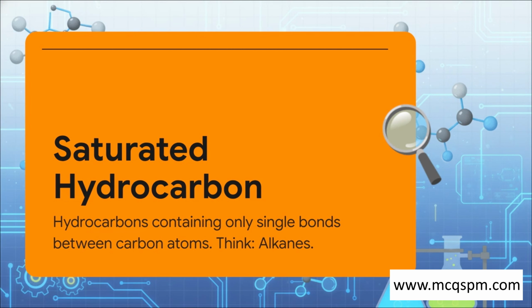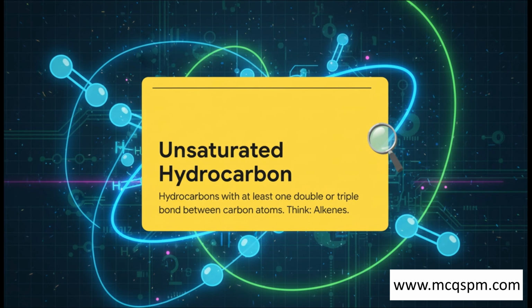Okay, so first up, we have saturated hydrocarbons. The big key word here is single. Saturated means all the carbon atoms are connected by only single covalent bonds. They're full, they can't hold any more, and the family you need to know, that's the alkanes. And on the flip side, we have the unsaturated hydrocarbons. Now these are a bit more interesting, chemically speaking. They have at least one double or even a triple bond between their carbon atoms. For SPM, you're going to be focused on the ones with double bonds, the alkenes.